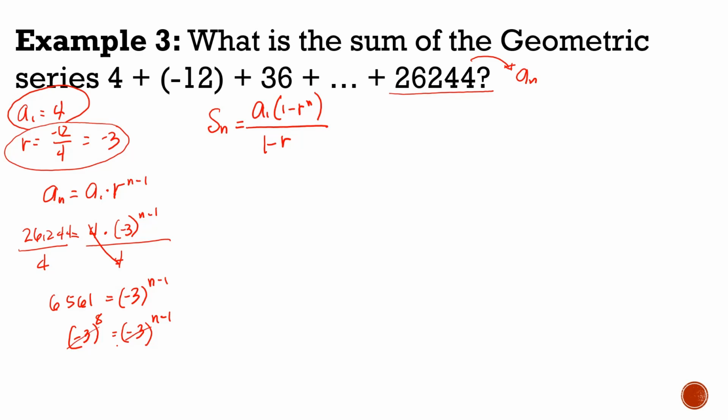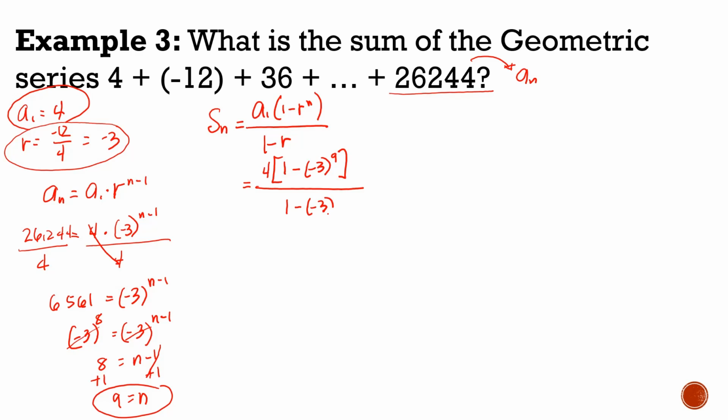So we can disregard the base. Now we have 8 equals n minus 1. Solving for n, that is equal to 9. Now we have the a1, the first term, we have the common ratio and the total number of terms in the sequence. So we just need to substitute them to the formula. This is 4 times 1 minus negative 3 raised to 9 divided by 1 minus negative 3.